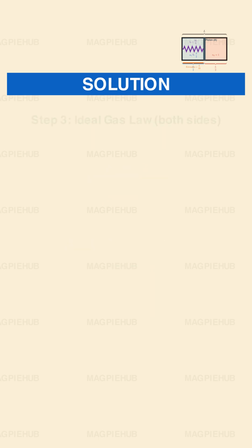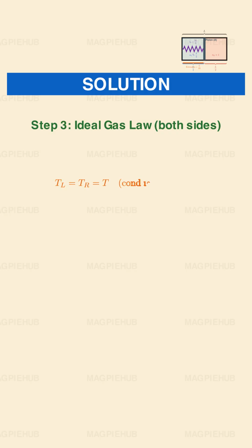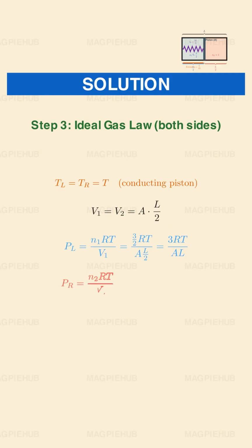Now applying the ideal gas law. Both sides are at the same temperature T because the piston is thermally conducting. For the left compartment, P left equals N1 RT over V1, which is 3/2 RT over AL/2. Simplifying, P left equals 3 RT over AL. For the right compartment, P right equals N2 RT over V2, which is 1 times RT over AL/2, giving P right equals 2 RT over AL.